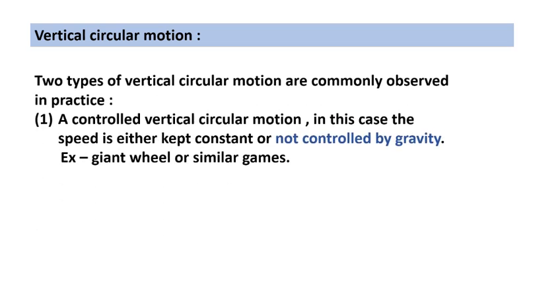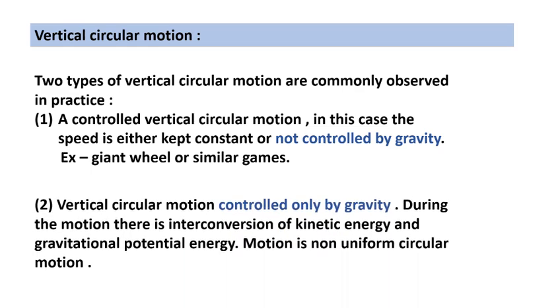Two types of vertical circular motion are commonly observed in practice. One, a controlled vertical circular motion. In this case, the speed is either kept constant or not controlled by gravity. Example: a giant wheel or similar games. Second, vertical circular motion which is completely controlled only by gravity.